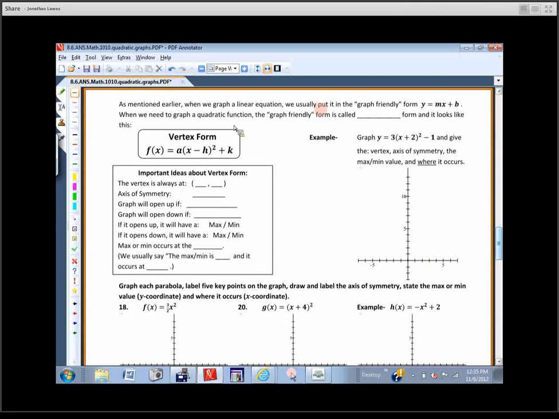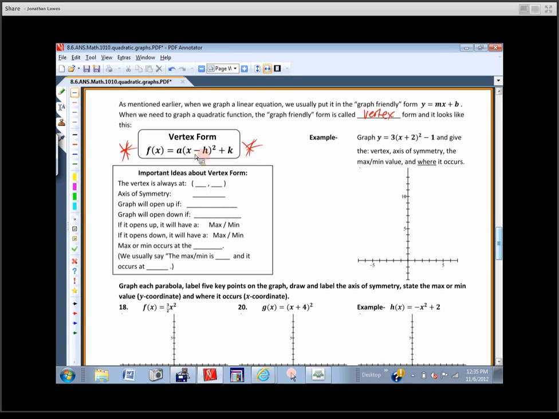So we talked about how when we graph a line, we put it in a graph-friendly form like slope-intercept form. The graph-friendly form for a parabola is called vertex form. And this is what vertex form looks like right here. You need to recognize this. We're going to be putting them in this form quite a bit. Once we have it in this form, we can tell lots of stuff about it. The most important thing to start with is the vertex.